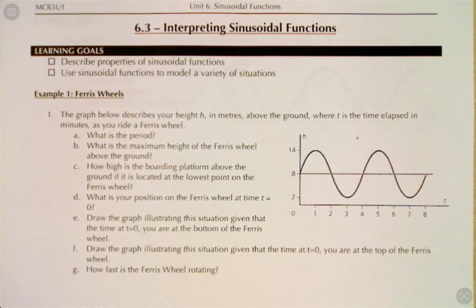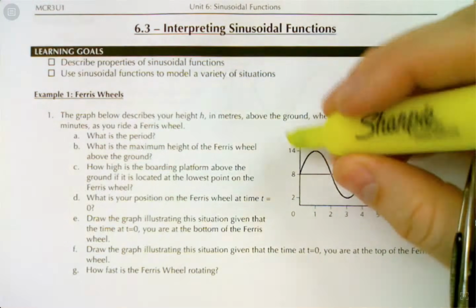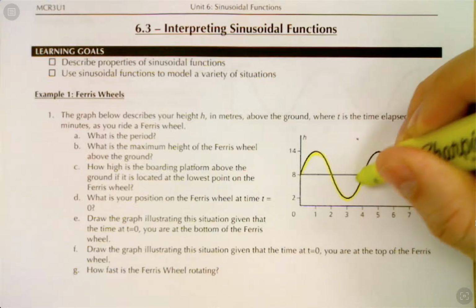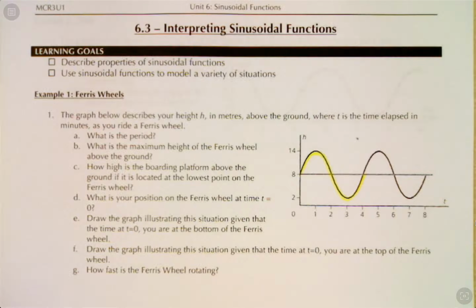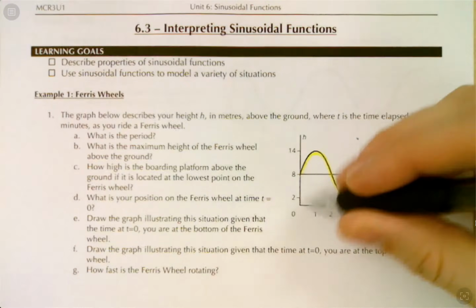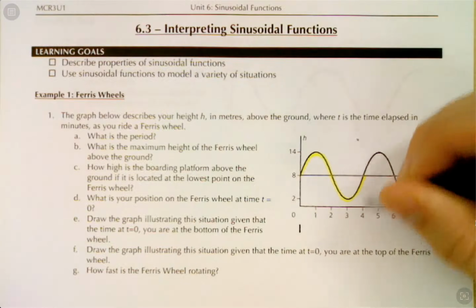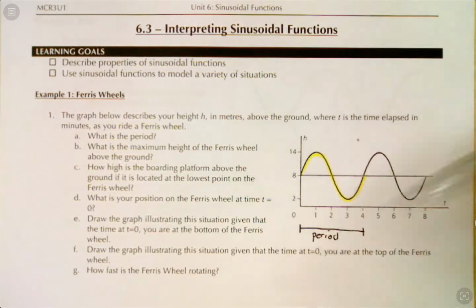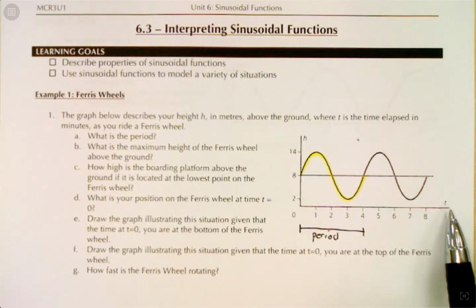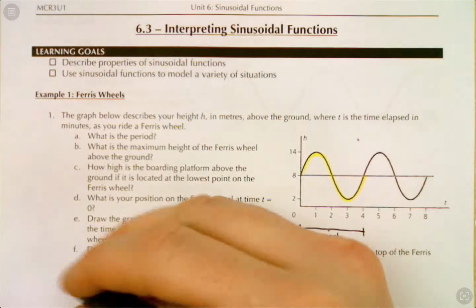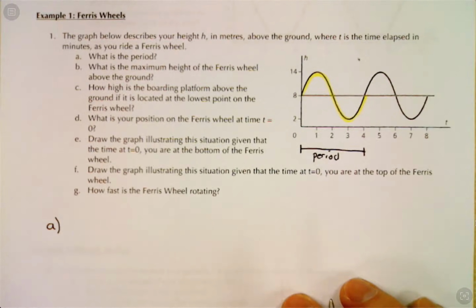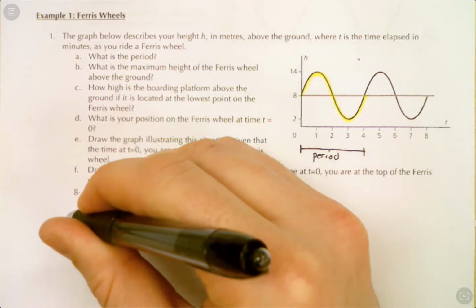What is the period? For A, the period, we want to look at how long it takes to complete one cycle. So I'm going to start here at the beginning, and I'm just going to trace out one cycle. Back up, down, and then back up. That single wave appears to start at 0 and go all the way till 4. So there is a period. In terms of units, we're in time. Time is in minutes. So the answer to A, what is the period, would be 4 minutes. Very slow Ferris wheel.